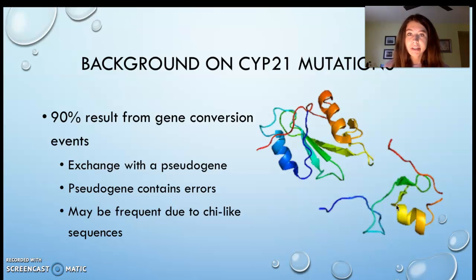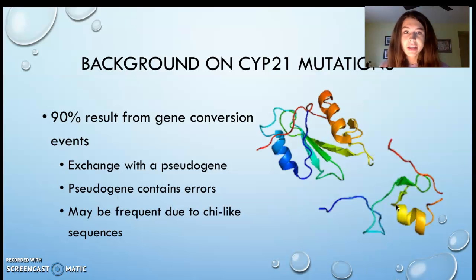And 90% of the mutations I'm going to talk about actually result from gene conversion events. This is when you exchange material with a pseudogene. A pseudogene is basically, in this case, a CYP gene with errors and unwanted sequences. And when it exchanges material with a normal CYP gene, it will basically replace part of the normal CYP gene with a mutated sequence.